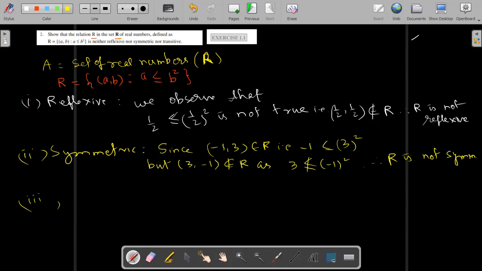And this one, yes, a is less than or equal to b cube, question number 5. There also we have to remember some numbers for proving it. Similarly, for transitivity, three numbers we have to take. So (2, -3) belongs to R. That means 2 is less than or equal to (-3) square, obviously.